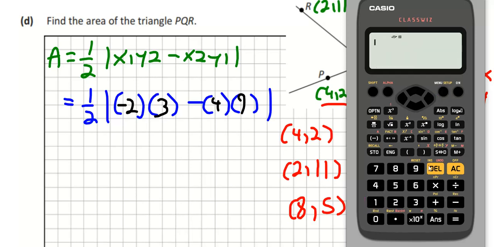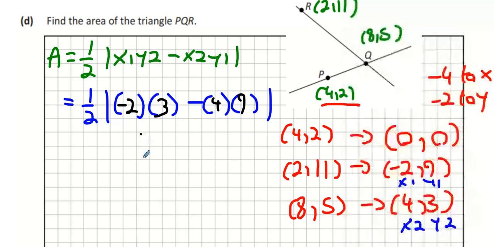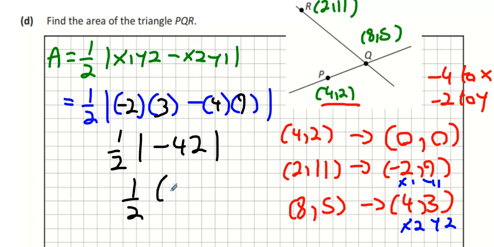We can do minus 2 times 3, minus 4 times 9. We get minus 42. These two vertical lines mean that your area cannot be negative; it has to be positive. So realistically, you're doing half of 42, and half of 42 is 21 square units. Okay.